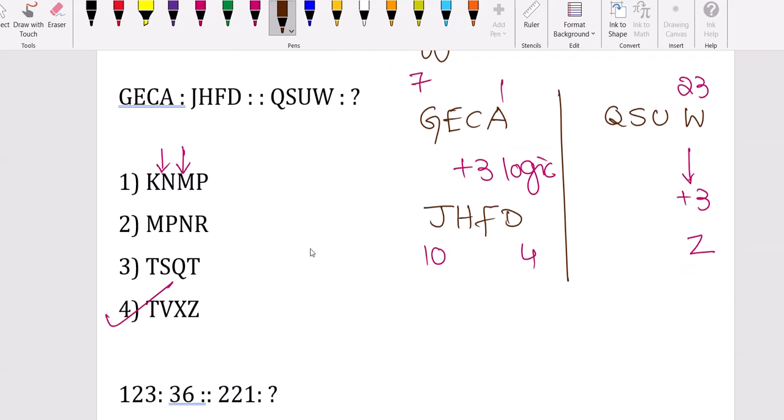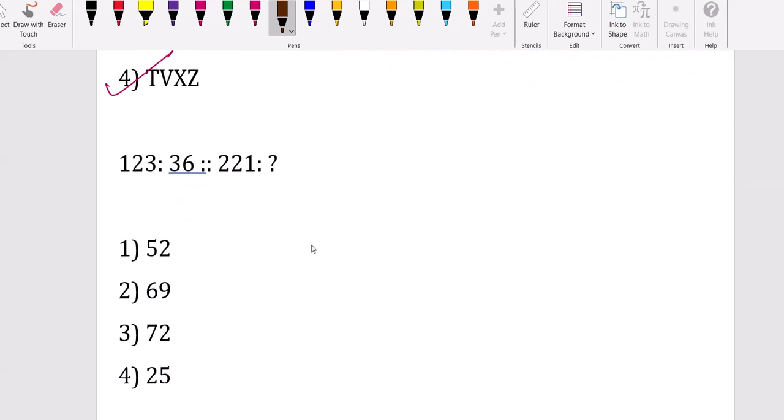So one more analogy-related question here. This is now with numbers. 123 is somehow linked with 36. 221 is linked with what? 123 is somehow linked with 36. 221 is linked with what? So what's the relation between these?